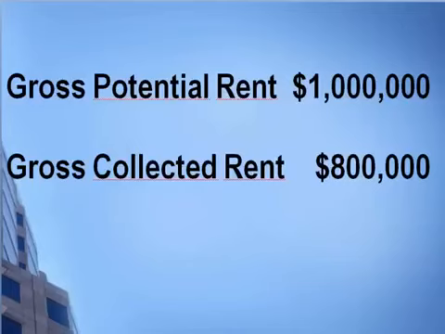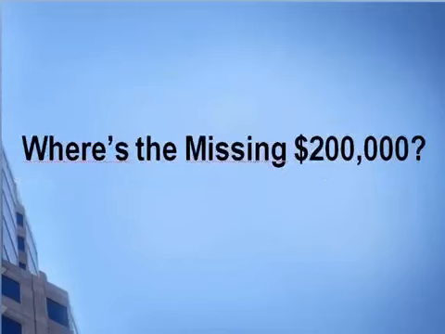So in this particular case, let's say that they only collected $800,000. Well, the gross potential is $1 million, but $800,000 is what ended up going in their bank accounts. So you might be thinking to yourself, okay, the difference is $200,000, but why does that matter? Why do we care? If only $800,000 is in my bank account to pay bills, why do we even care about the $1 million?